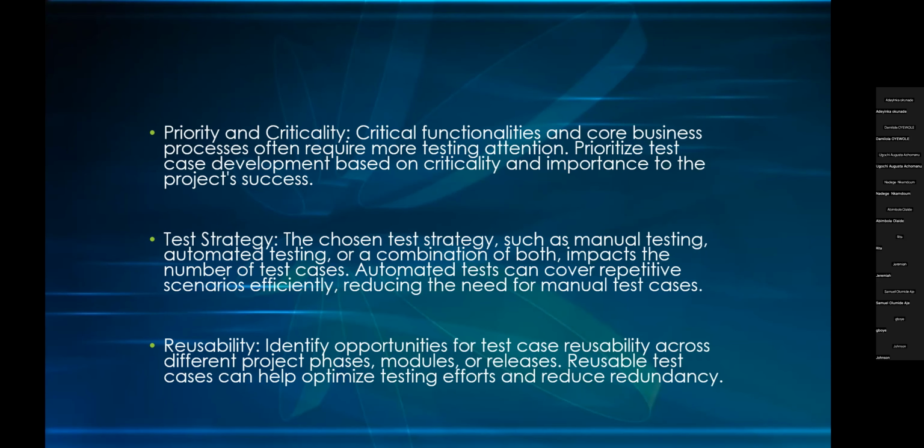Then we have the test strategy. The chosen test strategy, such as manual testing, automated testing, or a combination of both, impacts the number of test cases. Exactly. Because here in Blue Sky, we do both. After manual, you will do automation. When you've tested it manually, you will also test it with automation. So yeah, that can impact the number of test cases.